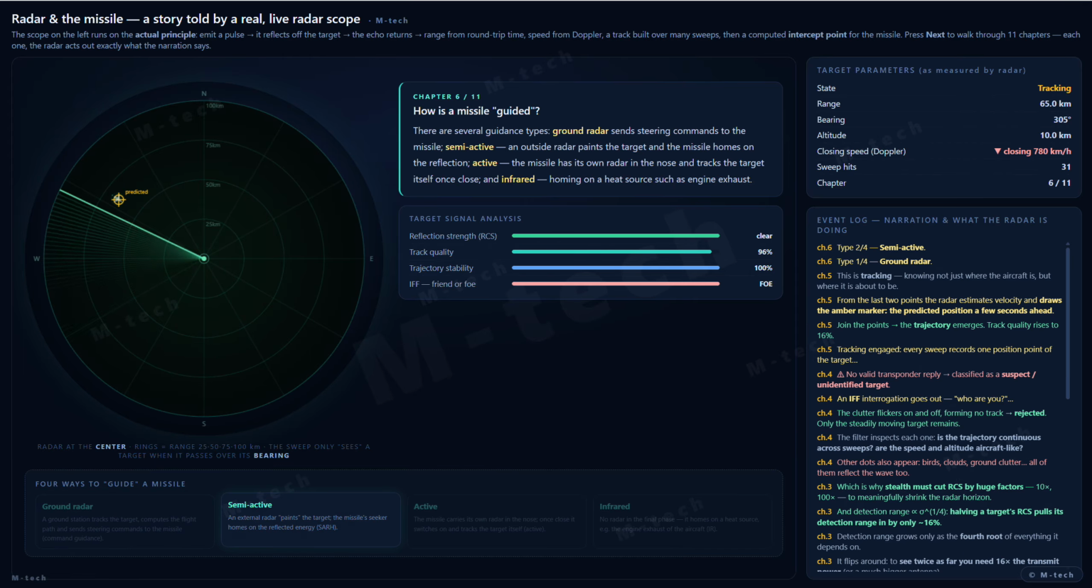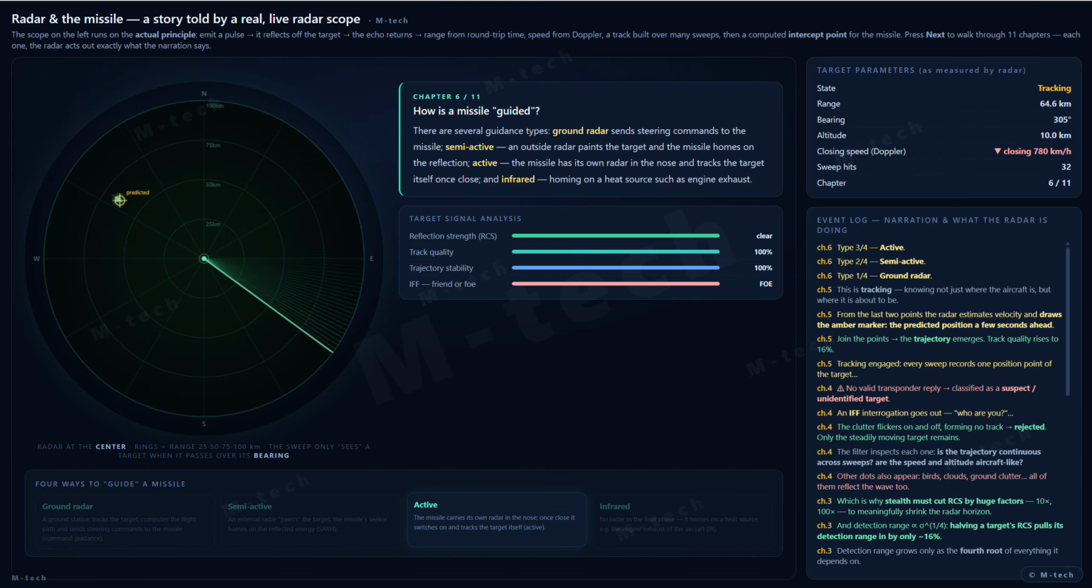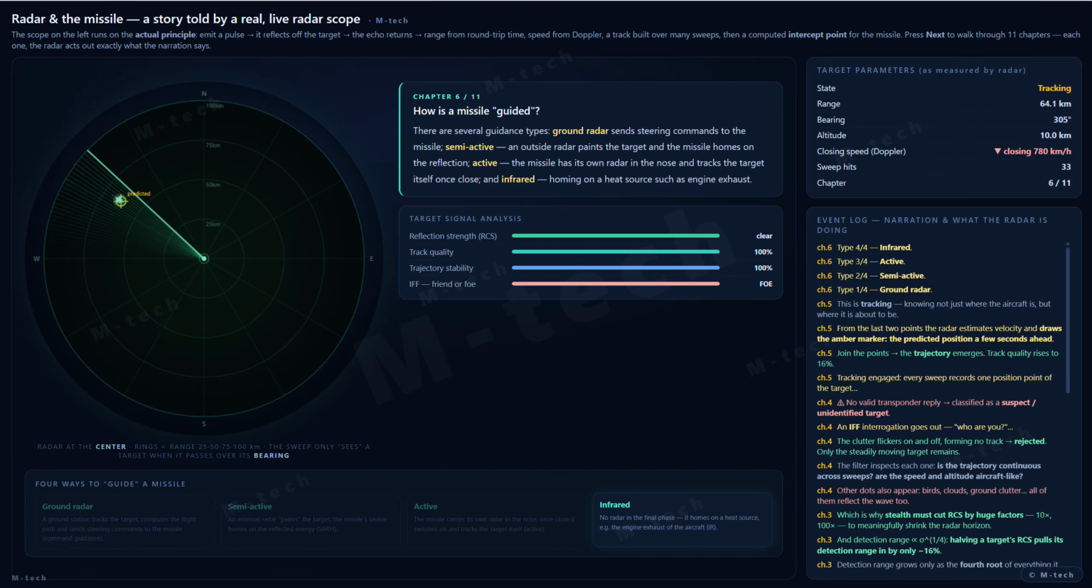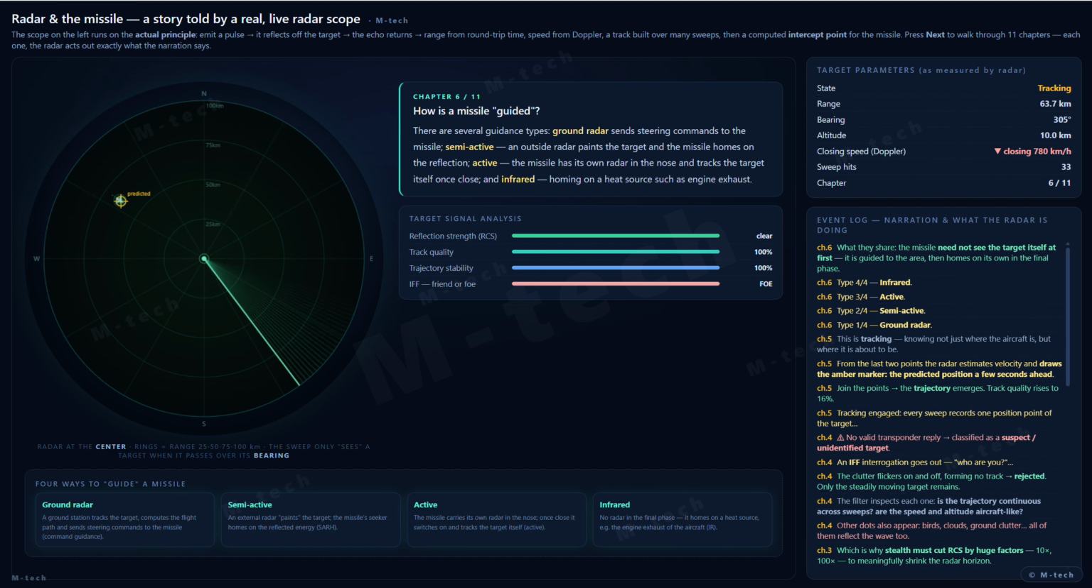How is a missile guided? There are several types. Command guidance, where ground radar sends steering commands to the missile. Semi-active, where an outside radar paints the target and the missile homes on the reflection. Active, where the missile has its own radar in the nose and tracks the target itself once close. And infrared, homing on a heat source, such as the engine exhaust.